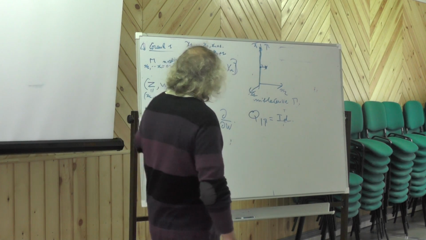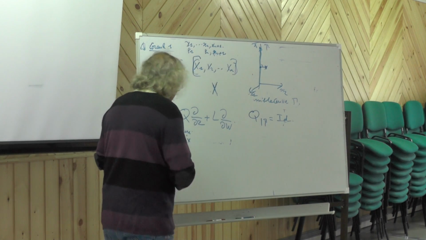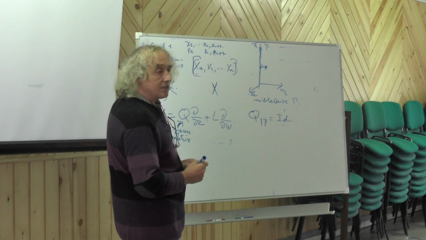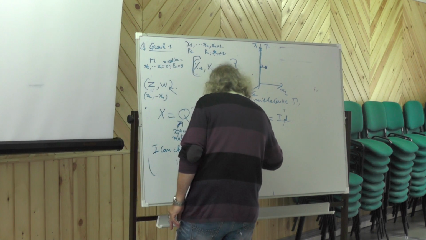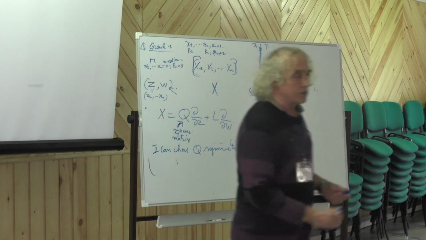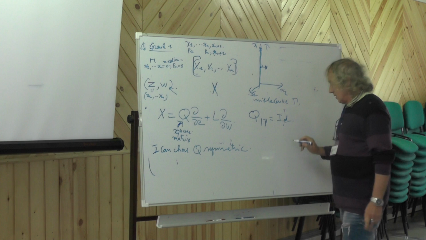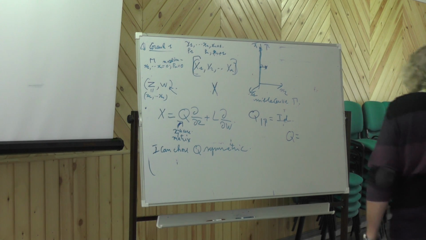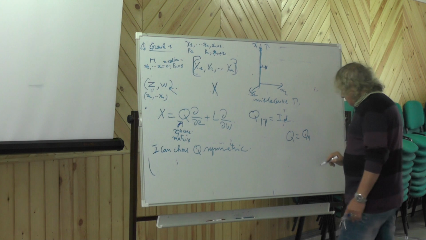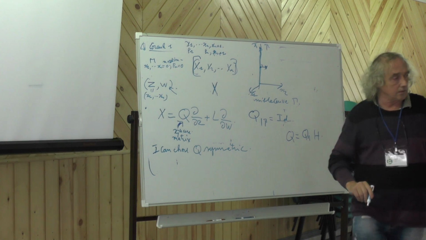But maybe Q along gamma is not... at least, Q is a square matrix, but it is clear now that I can choose Q symmetric. Why can I choose Q symmetric? Because I can factor Q smoothly, by using polar decomposition, into the product of a symmetric matrix times an orthogonal one. H is orthogonal. Okay?